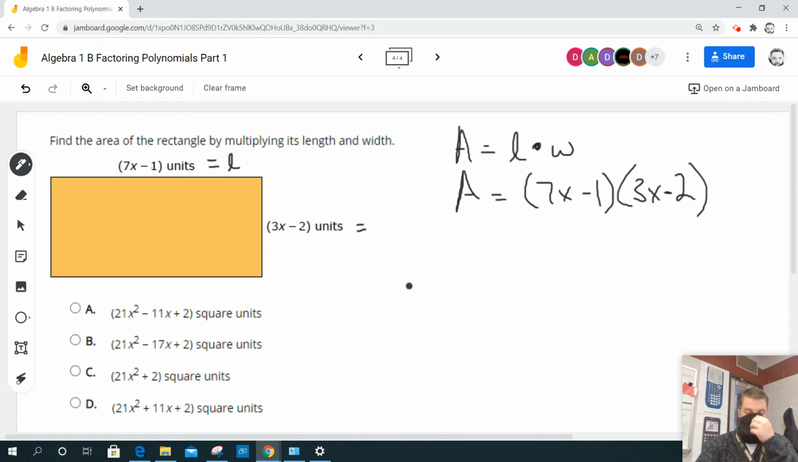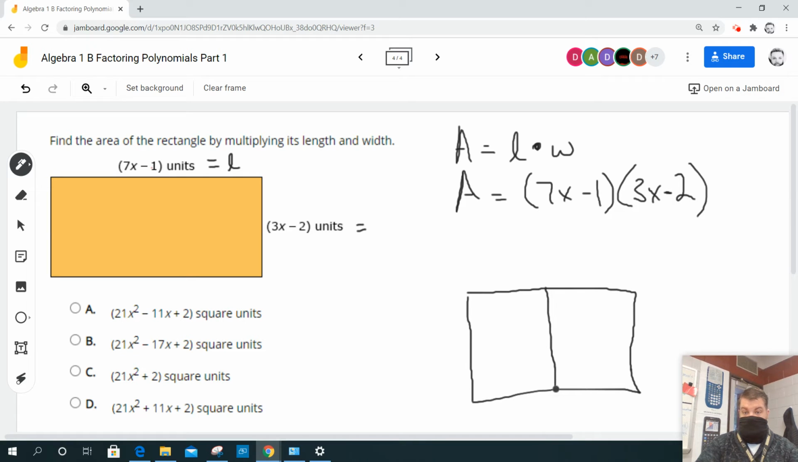So this is really kind of just an application of what we did in the last section, but we're probably going to work backwards. So let's crank through this real quick. I've got 7x minus 1 times the quantity 3x minus 2.